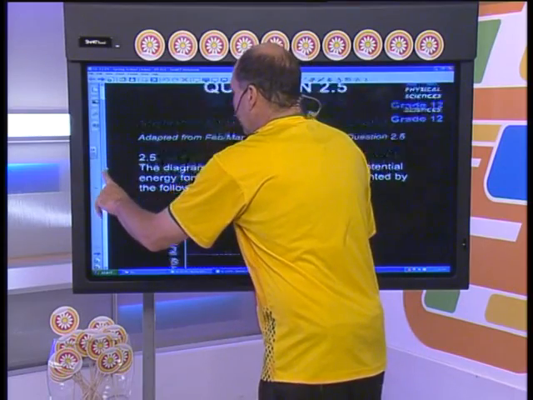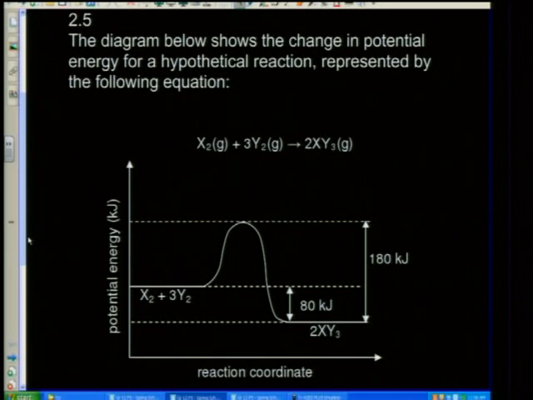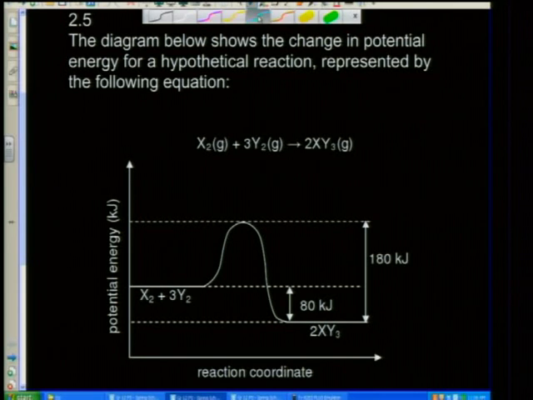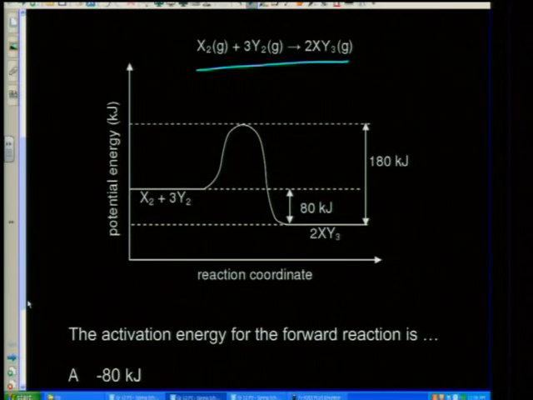First one. So here we go. 2.5. It says the following. The diagram below shows the change in potential energy for a hypothetical reaction represented by the following equation. So let's just recognize that we've got a hypothetical reaction. There's the equation: X2 as a gas plus 3Y2 as a gas produces 2XY3, all as a gas. And so they've balanced the equation. We checked that it's balanced. They've then given us this lovely diagram, and we need to be able to interpret it.